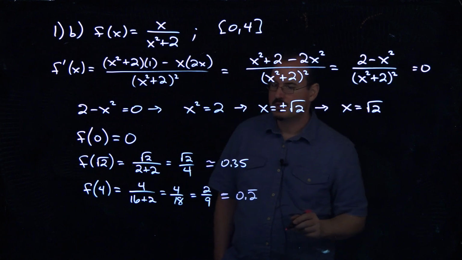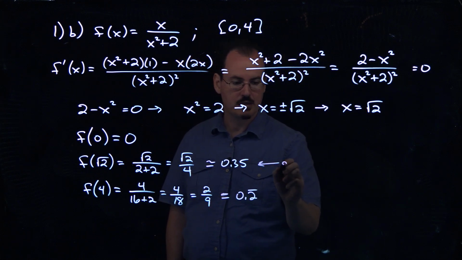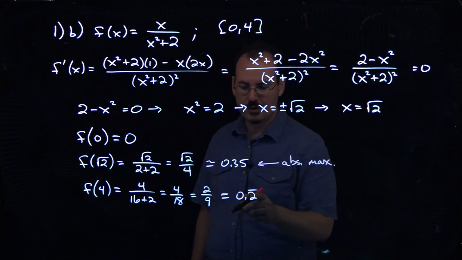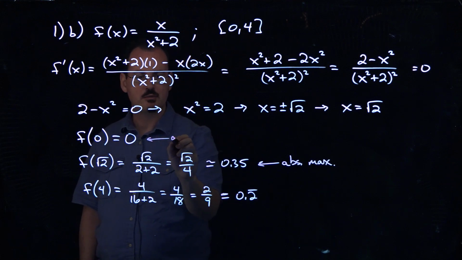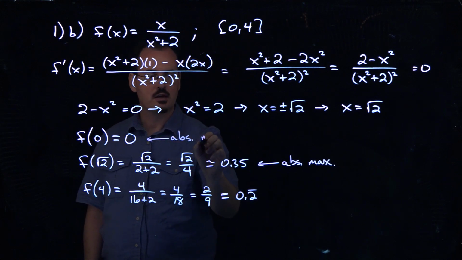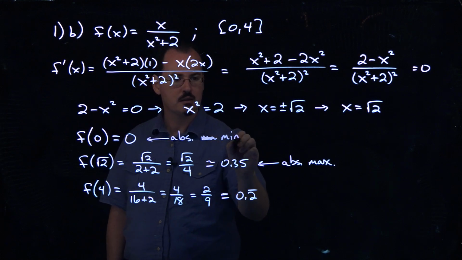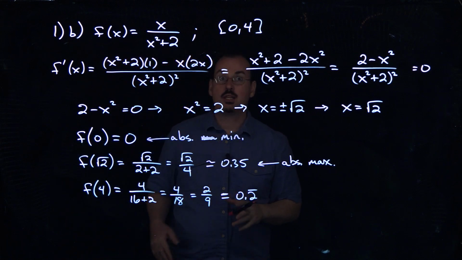Okay, so now it's pretty clear which one of these is the larger value. It's that one, so that's the absolute maximum. And then the absolute minimum of the two that remain, 0 is the smallest one, so this is the absolute minimum. Again, this is on the given interval. Okay? So that does it for this problem.